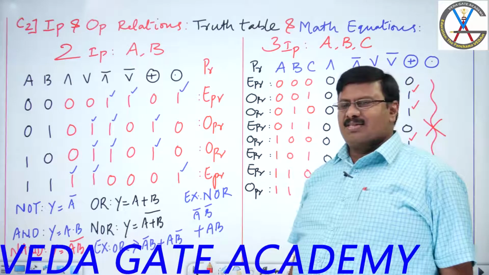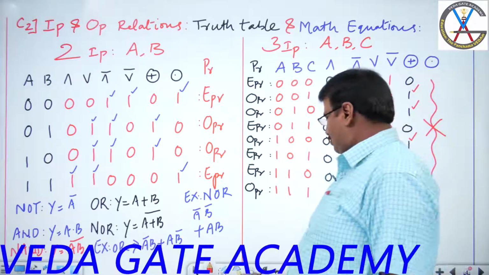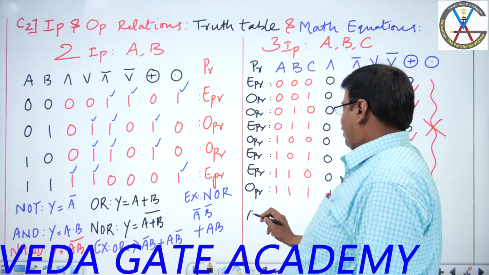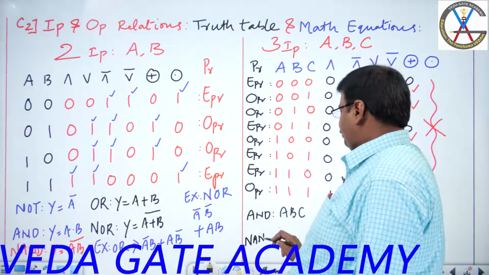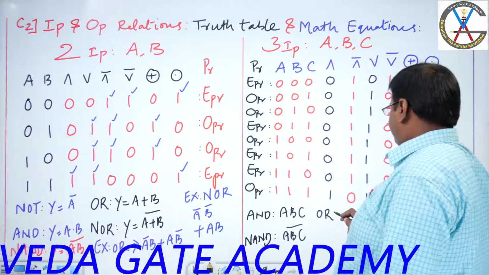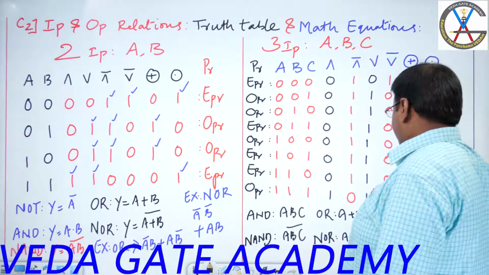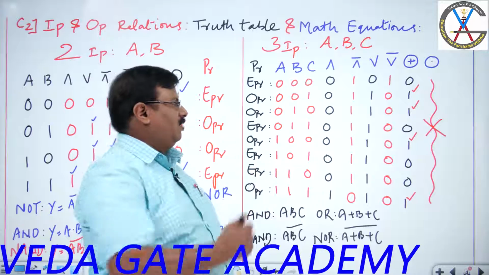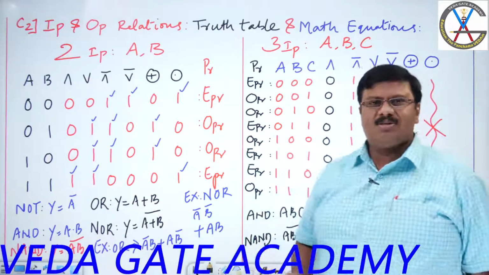Now you are clear with the 2 input relations, 3 input relations, 2 input mathematical equations, and 3 input mathematical equations, right? So here, AND: ABC. NAND: ABC bar, or A bar plus B bar plus C bar. OR: A plus B plus C. NOR: A plus B plus C whole bar. Similarly, we have relations for XOR and XNOR also, but since more ones are involved, we have to structure a Boolean function and write the equation, which I will show you at a later stage. 3 input exclusive OR, 3 input exclusive NOR operations.